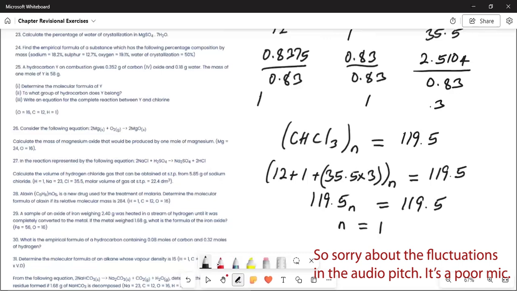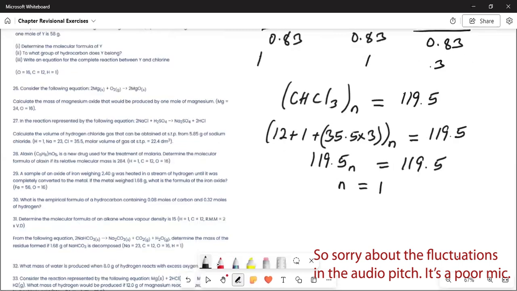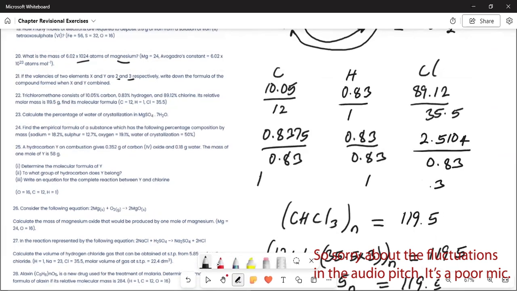Like we learned earlier, for some compounds, their empirical formula and their molecular formula are the same. So a good example is this trichloromethane. Since n is equal to 1, 1 times each of these atoms is still 1. So the molecular formula is CHCl3. That is trichloromethane.